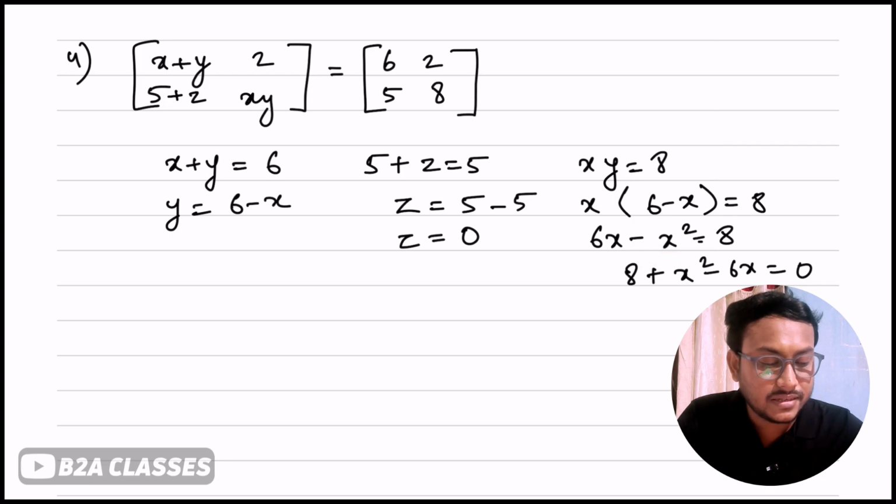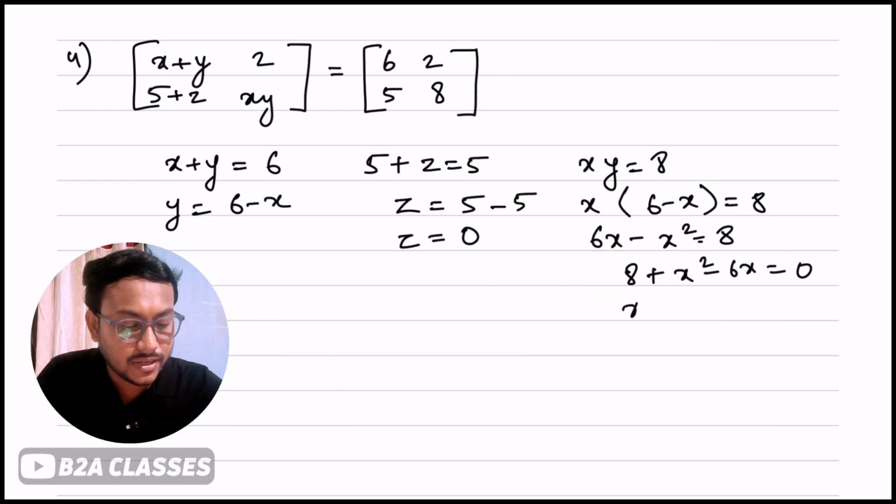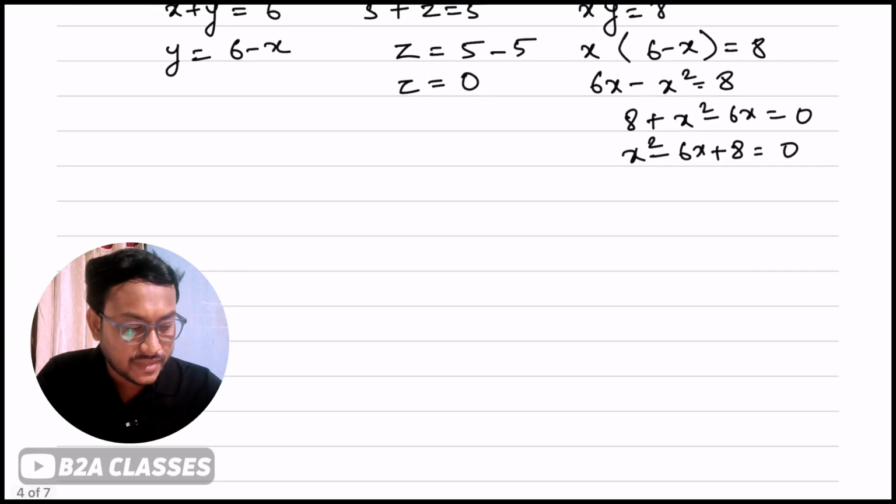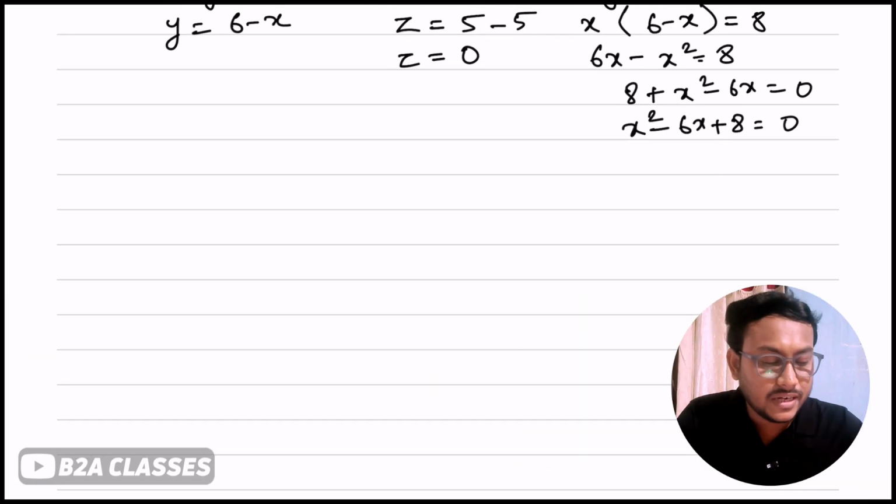क्योंकि x square के सामने क्या था, माइनस था. So राइट हैंड साइड में आ गया तो प्लस हो गया. 6x के सामने प्लस था, राइट हैंड साइड में गया तो माइनस हो गया. So I got the equation x square minus 6x plus 8 equal to 0. From this equation we have to find x. तो सॉल्व करने पर मेरे को एक क्वाड्रेटिक इक्वेशन मिला है. अब ये क्वाड्रेटिक इक्वेशन को सॉल्व करना है.